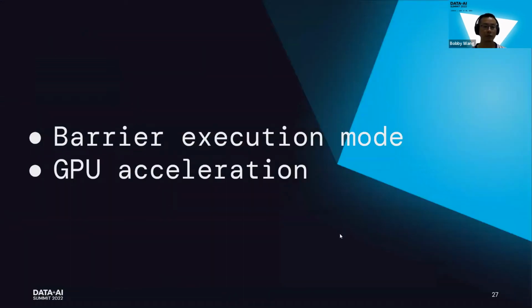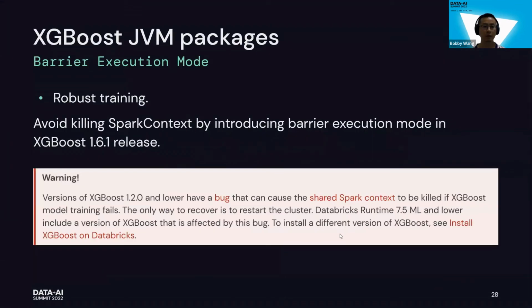So before diving into the GPU acceleration, let's go through a recent important change about the barrier execution mode. Previously, XGBoost had its own logic to handle some unexpected situations by killing the Spark context. But it's really not a good user experience. So we have introduced the Spark barrier execution mode, which should resolve this issue, and it will make XGBoost stable and robust.